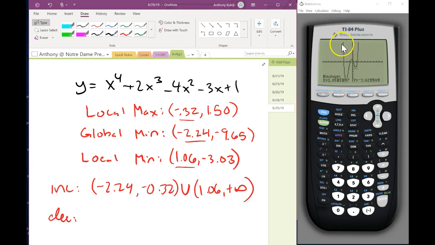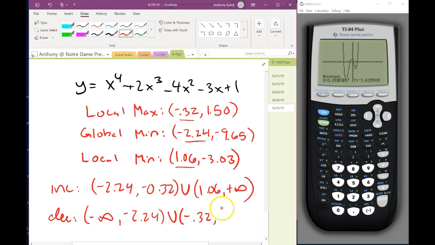Let's do the decreasing sections. My first decreasing part goes from negative infinity down to my global minimum. My second decreasing section goes from my local max to my local min. Okay with that?